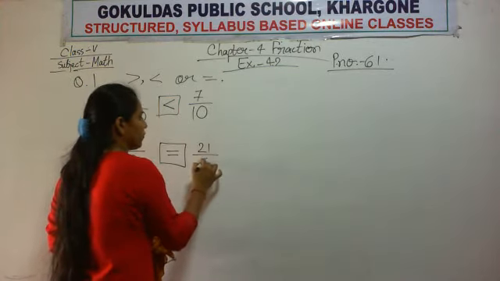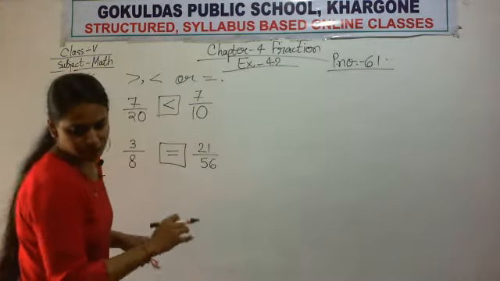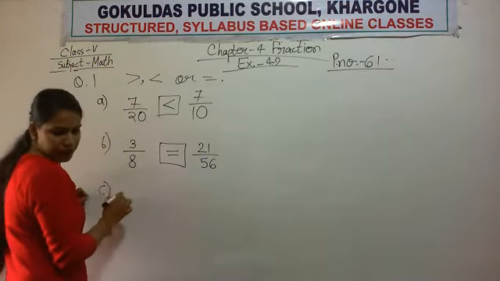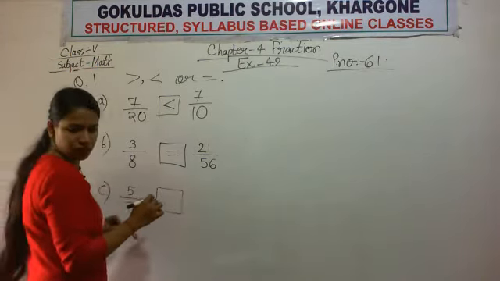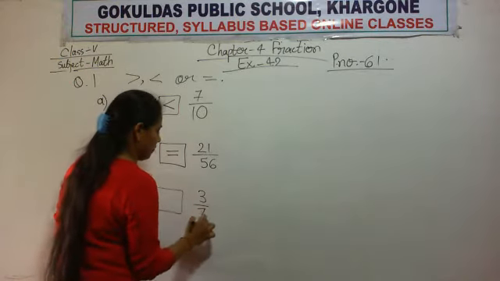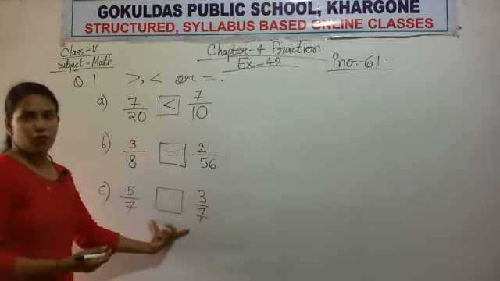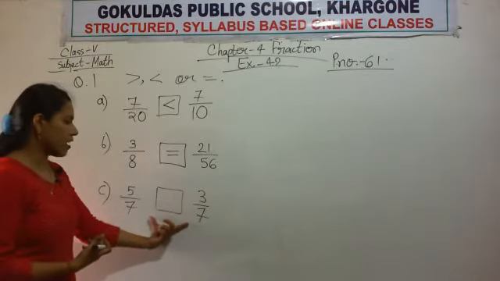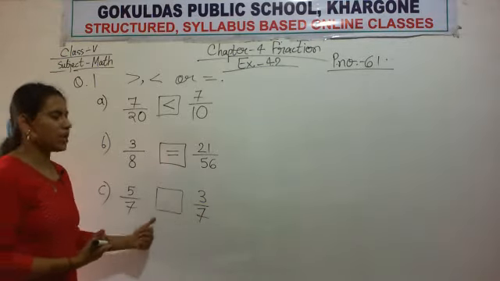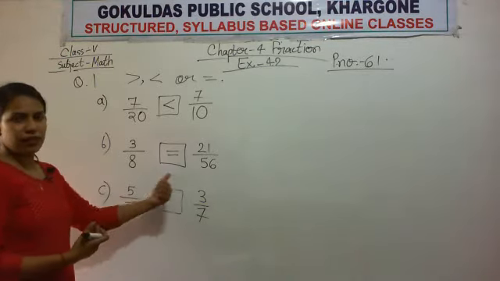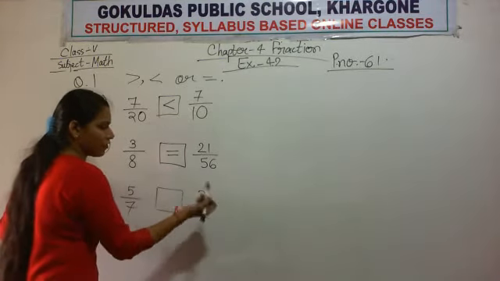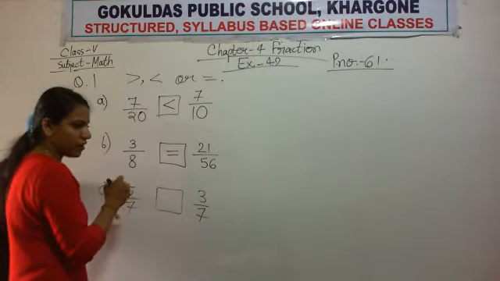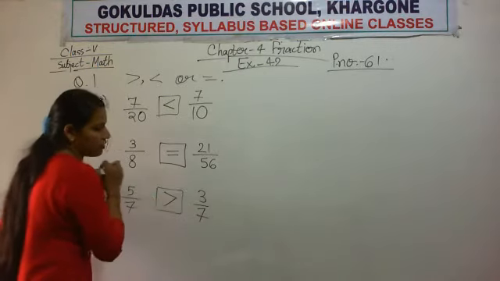21 upon 56. C: 5 upon 7 and 3 upon 7. Observe them. Both the numbers are like fractions. If the numbers are like fractions, we compare the numerators. Which numerator is greater, 5 or 3? 5 is greater. So 5 upon 7 is greater.